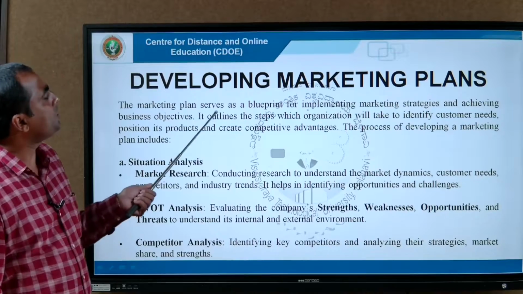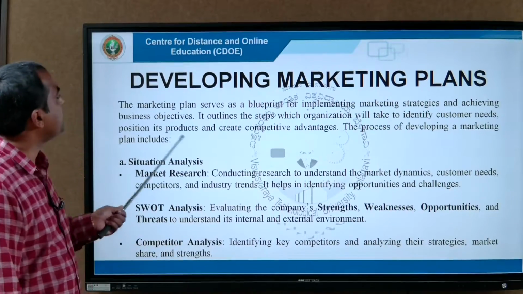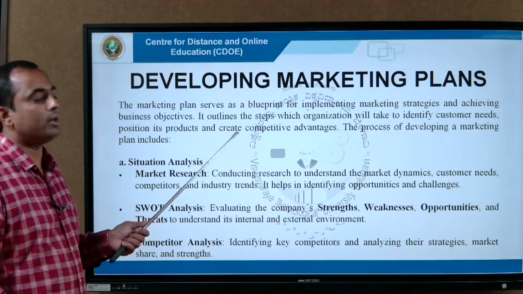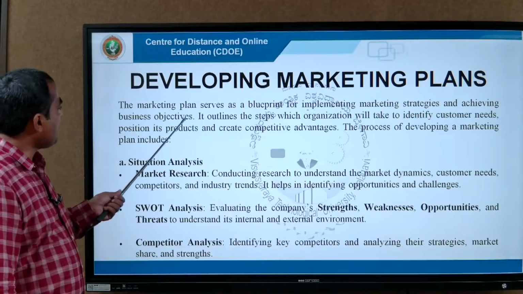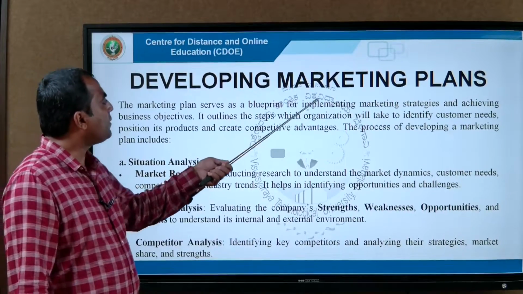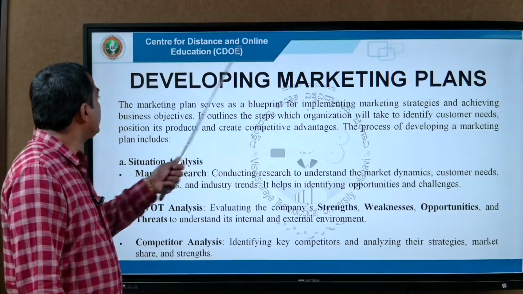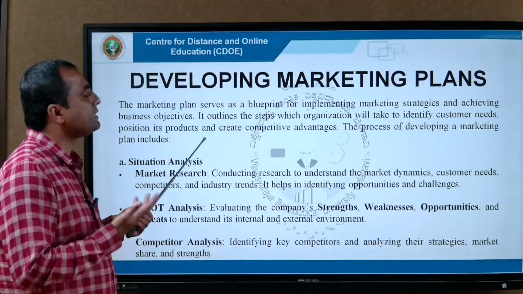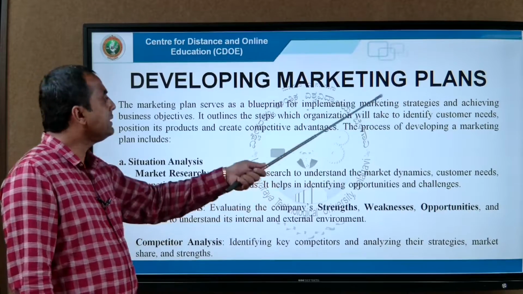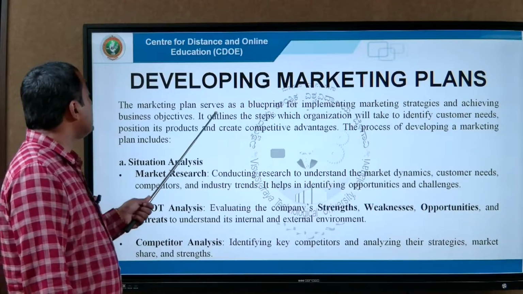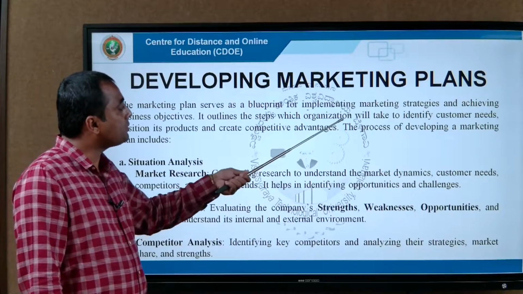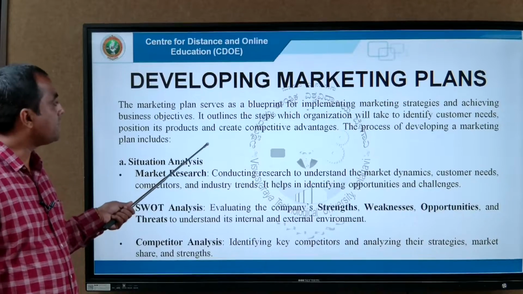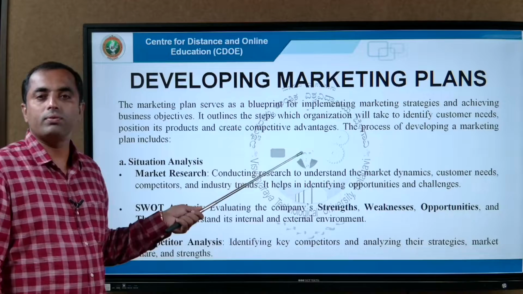So let's move to developing a marketing plan. How are you going to develop a marketing plan? As we all know, a plan is a blueprint. So let's say the marketing plan serves as a blueprint for implementing marketing strategies and achieving business objectives. It is a blueprint which is there to implement marketing strategies and to achieve business objectives. It outlines the steps which the organization will take to identify customer needs, position its products and create competitive advantage.